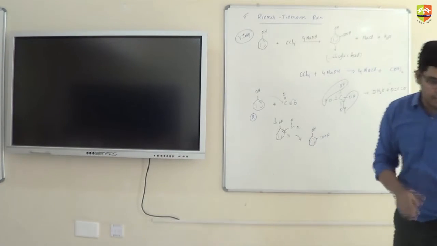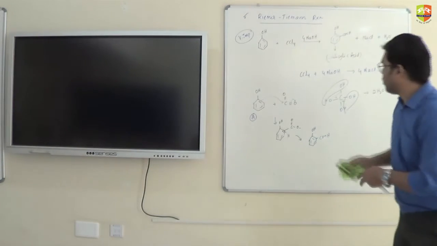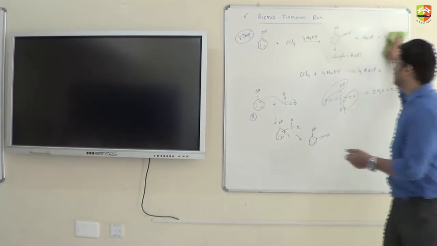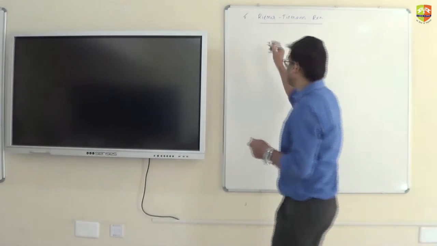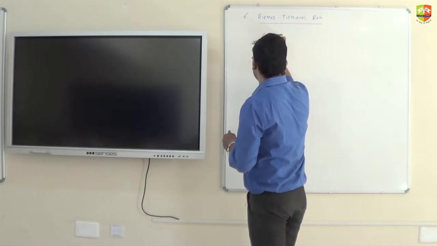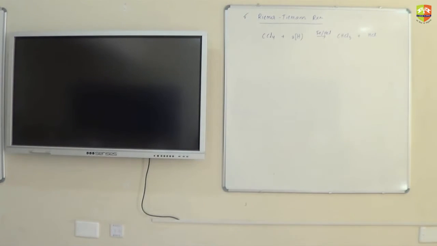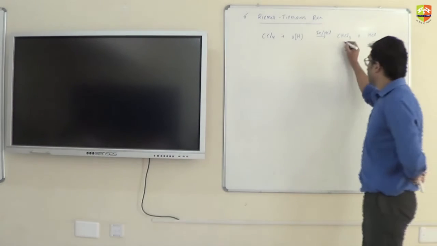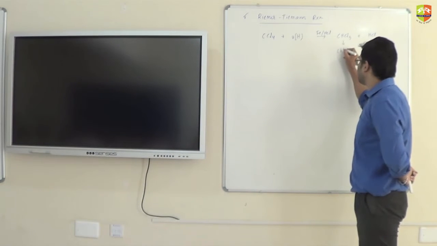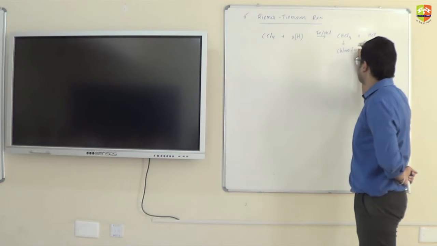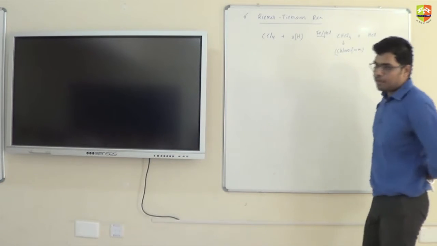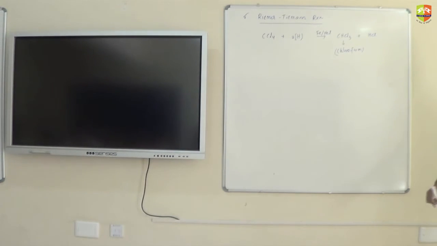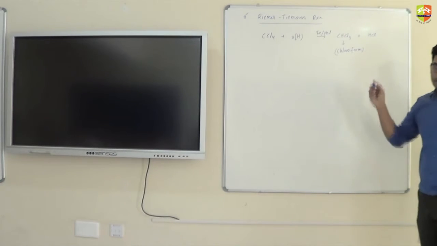Now one more reaction in this. All of you have written this? Okay. See, the other one is what? When carbon tetrachloride reacts with nascent hydrogen, we'll get chloroform. This also we'll see how to get chloroform. This is one of the methods of preparing this product.